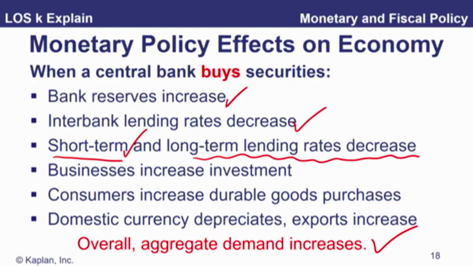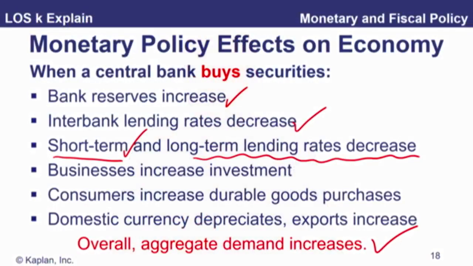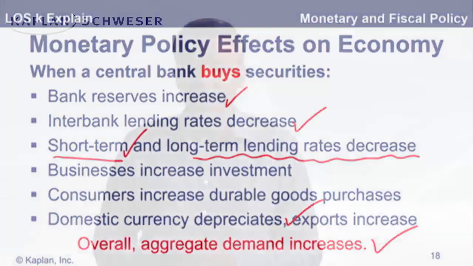Businesses increase investment, rates are coming down, more profitable opportunities with lower rates, easier credit. Consumers increase purchases, makes sense. Again, think of interest rates as the opportunity cost of consumption. And again, in the transmission mechanism, we already mentioned domestic currency depreciating, helping our trade balance. Therefore, as we said, aggregate demand will increase. So monetary policy at the moment looks completely infallible.